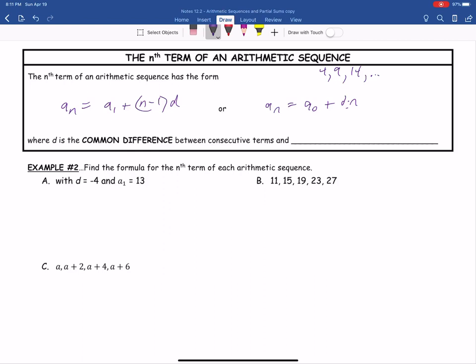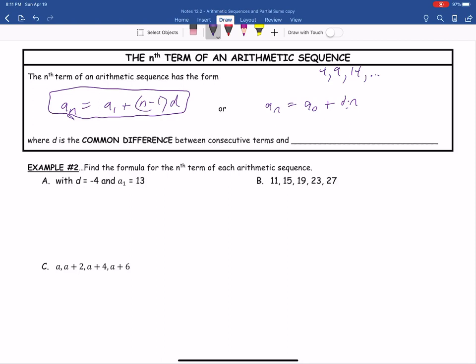So why do we have the n minus 1 here in the first one, this definition, which is the one that we're more often going to use? It's because we started with the first term and not with the 0th term, okay?